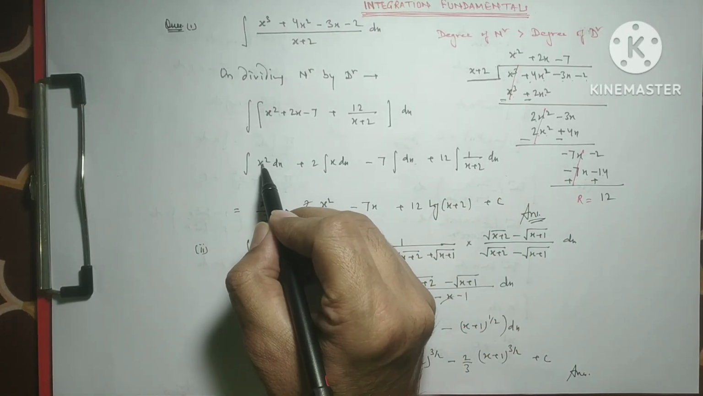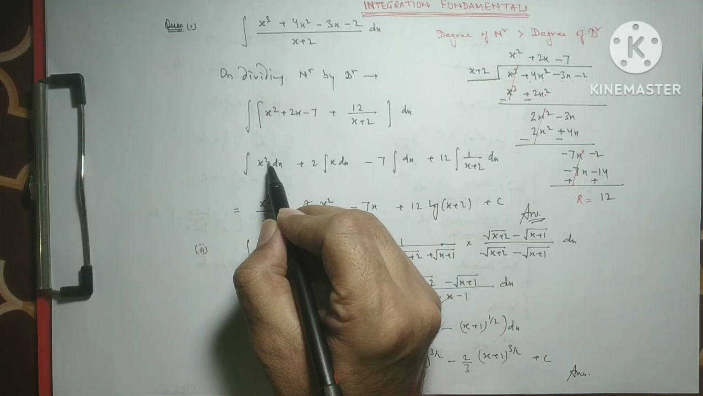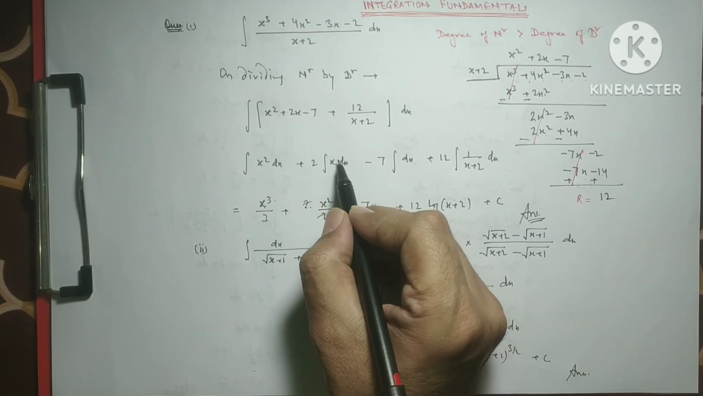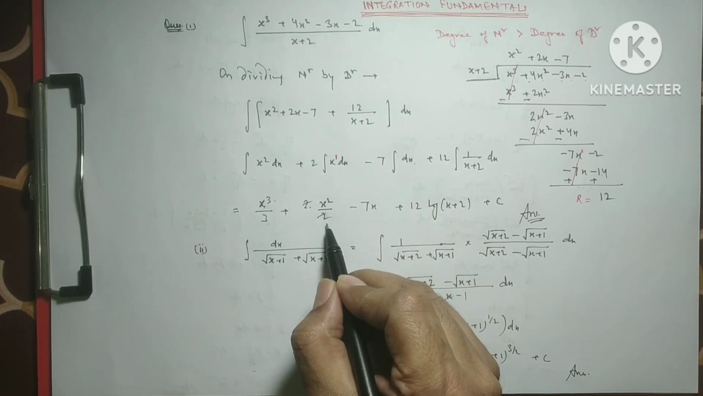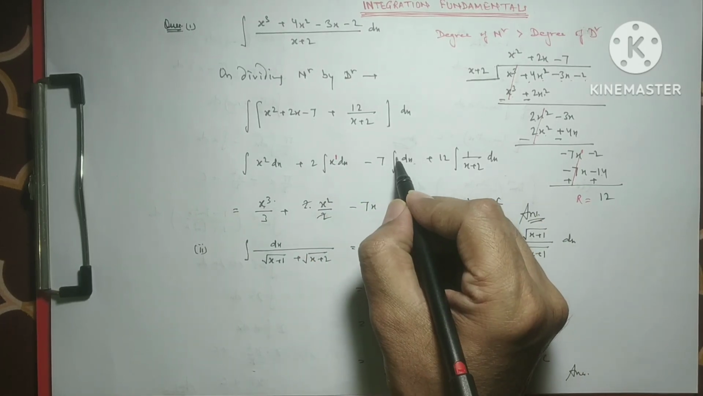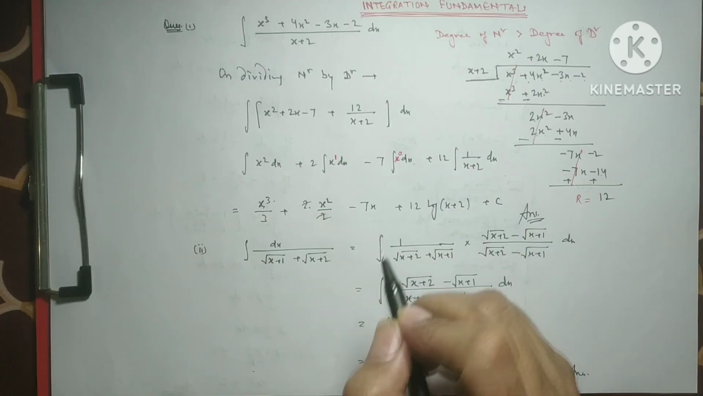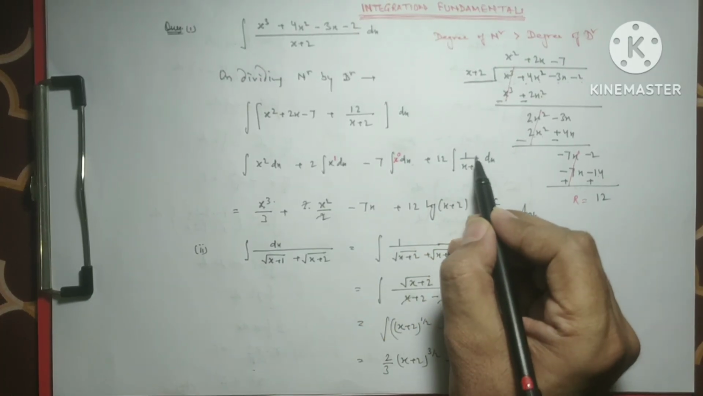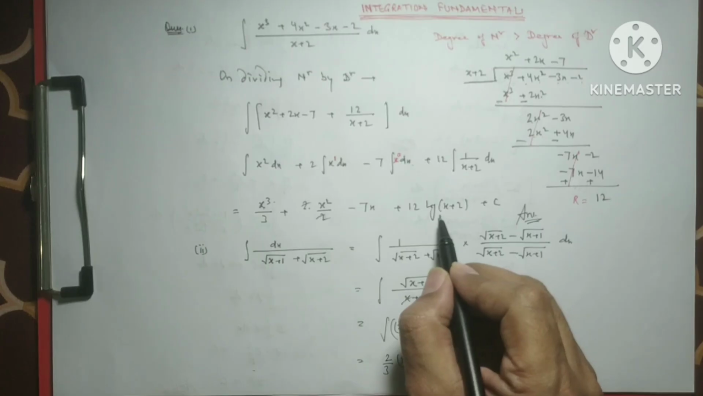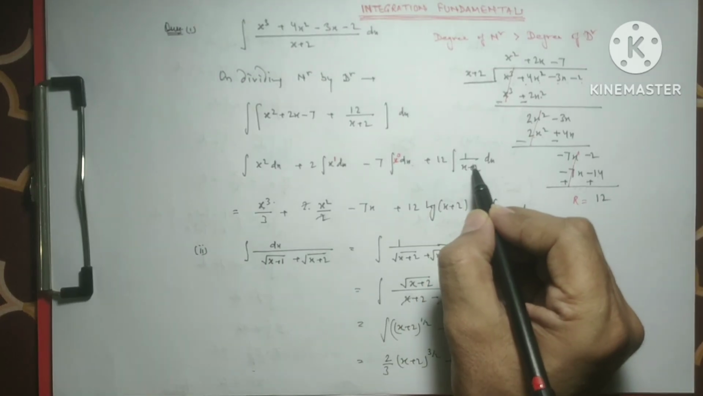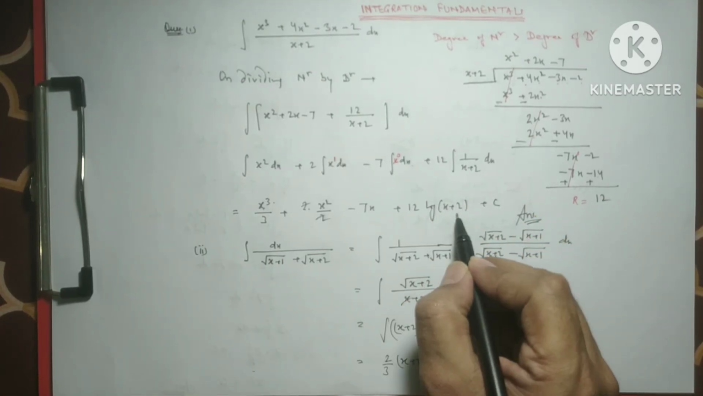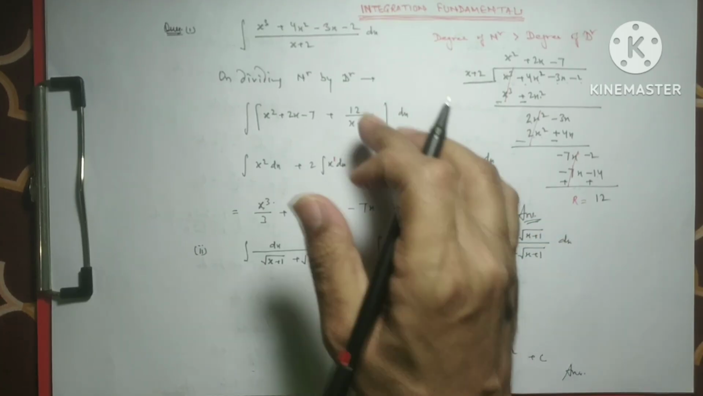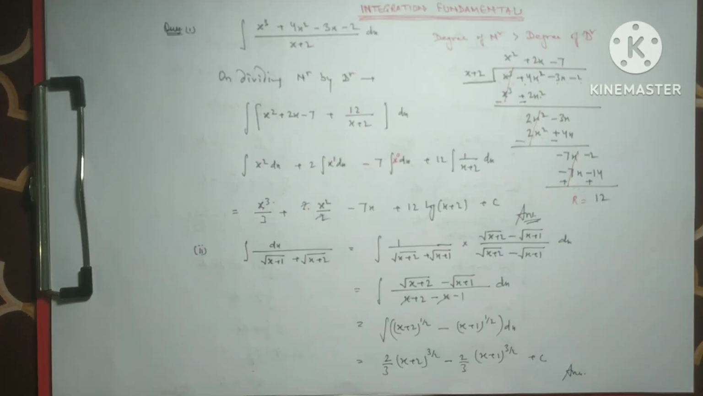So the integration of x square, by the x to the power n plus 1 formula, will be x cube by 3. This is x to the power 1, so we get x square by 2, and there is x to the power 0, so we get x, and in case of this we will take 1 over t. Integration is log t, so it is log of x plus 2. So this is the answer of this question.